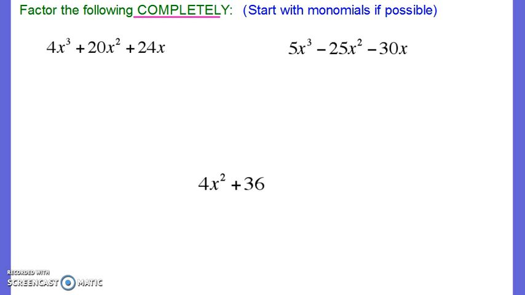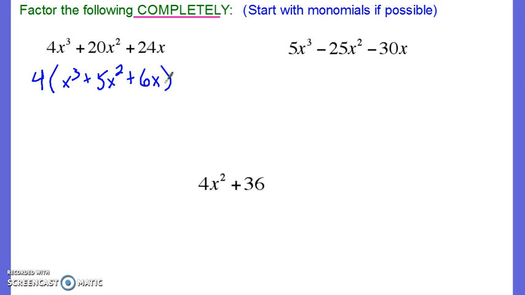in the first one you might notice that 4, 20, and 24 all have a 4 in them. If you divided out a 4, it would divide out evenly. So what we can do is take a 4 outside of there. So if I divide 4x to the third by 4, it would actually become x to the third, plus, divide by 4 on the 20 is a 5, x squared, plus, and again divide 24 by 4 becomes a 6x.